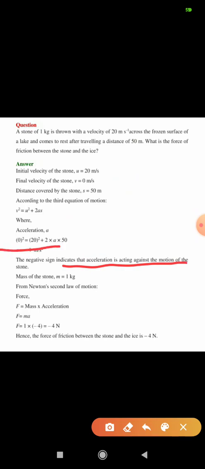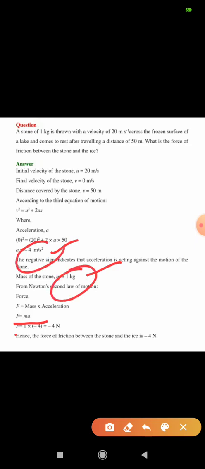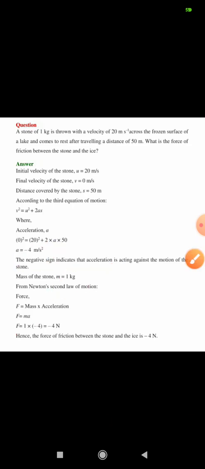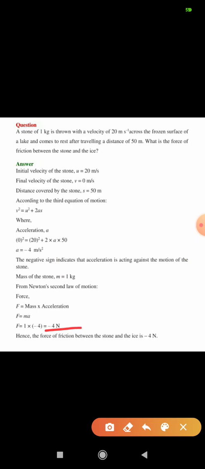Now we have the value of a, we have the value of mass. We can place all the values of a and m. F is equal to ma, as we know from the second law of motion, Newton's second law. F, the value of m is 1 and the value of a is minus 4 meter per second square. After placing the values we got minus 4 Newton. Hence the force of friction between the stone and the ice is minus 4 Newton.